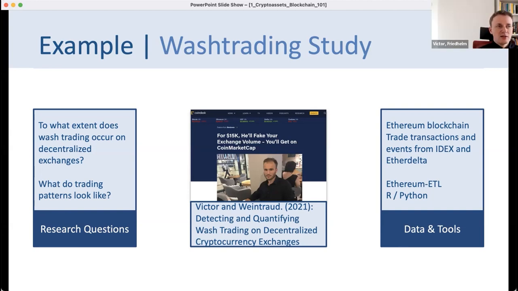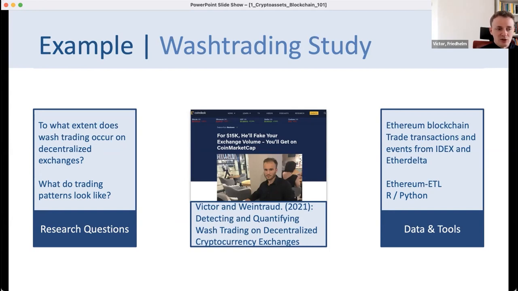Now, in the past years, apart from centralized exchanges, decentralized exchanges have also emerged. This was as early as 2017 on the Ethereum blockchain, for example. And so the research question that we had here was: does such manipulative behavior, meaning wash trading, exist on these decentralized exchanges as well? And if so, how could it be detected? And so that's what we did.